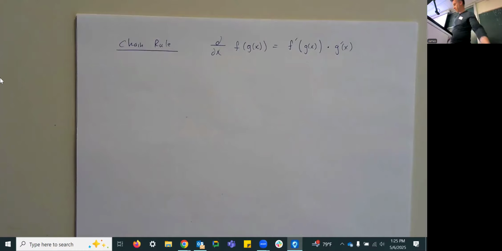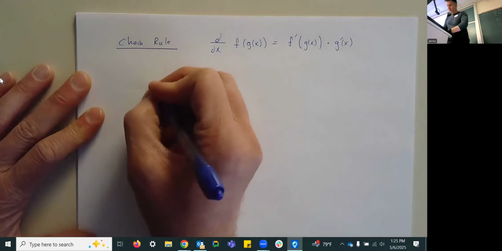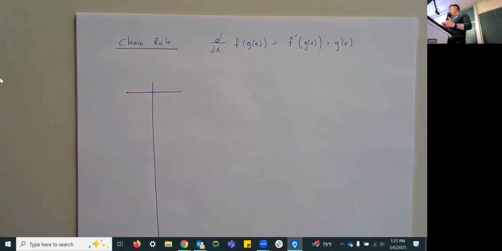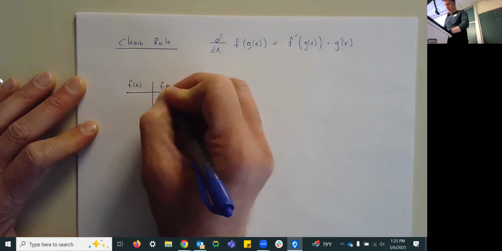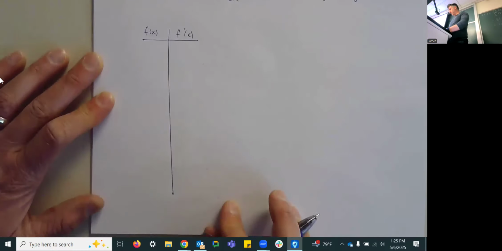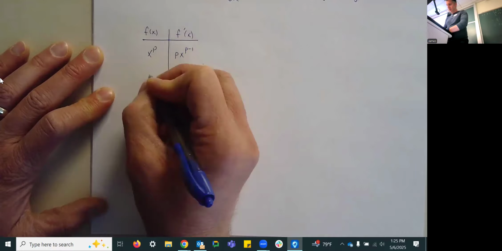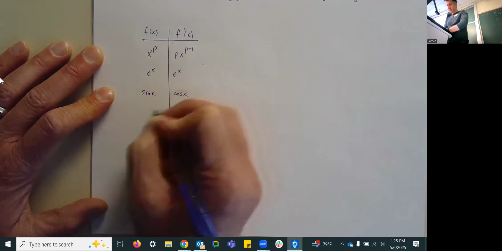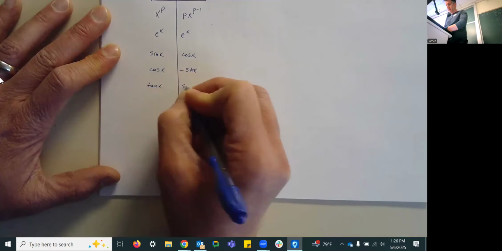So let me write down a few things here. Let's go back to the functions we know one more time, and then the chain rule versions. So here's what we have so far. Up until today, we knew that, for example, the derivative of x to a power was that power times x to the power minus 1. The derivative of e to the x is e to the x. The derivative of sine of x is cosine of x. The derivative of cosine of x is negative sine of x. The derivative of tangent of x is secant squared of x.